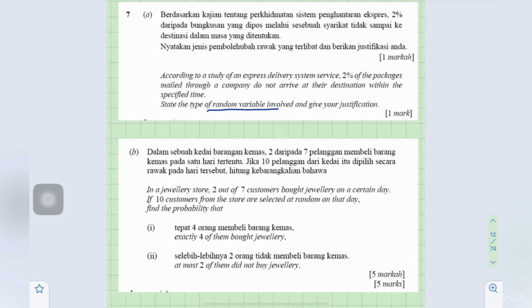Okay, random variable. A type of random variable. Okay, for your information, there are two types of random variable: discrete dengan continuous. Discrete ni kalau dia countable. Kalau continuous tu uncountable. Jadi sekarang ni kita ada packages kan. So packages ni mestilah whole number. So dia countable. So type of random variable dia ialah discrete. Okay, jawab discrete pun kena betul. Dia kata give your justification. Cakap lah, because packages are countable.